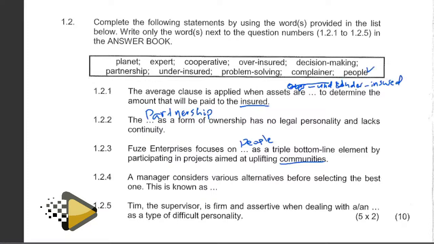We have 1.2.4. It reads as follows. A manager considers various alternatives before selecting the best one. So this is known as what we call decision making. This is decision making.